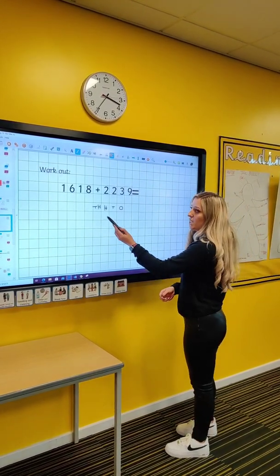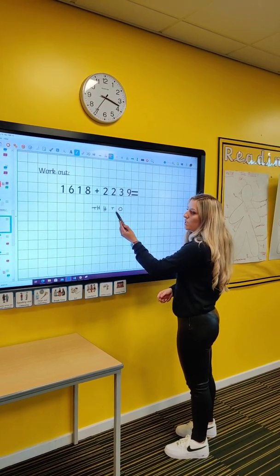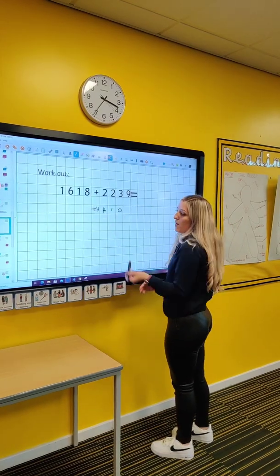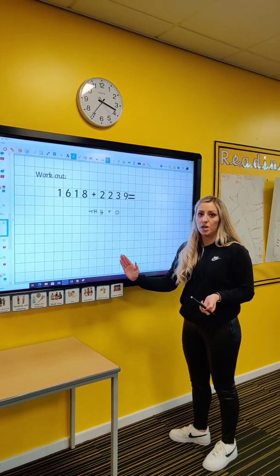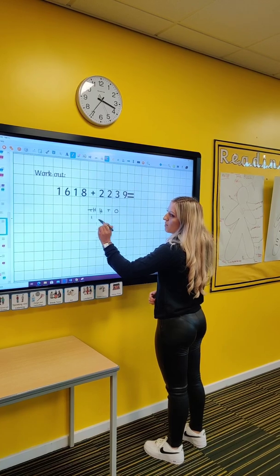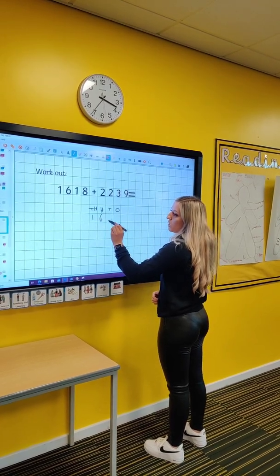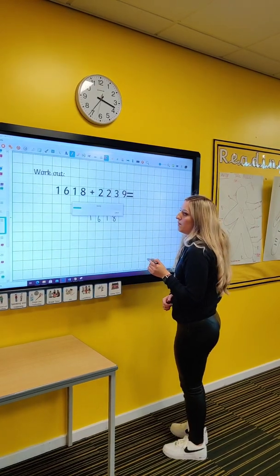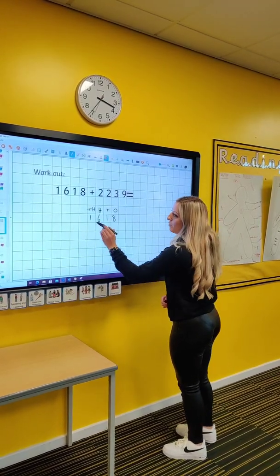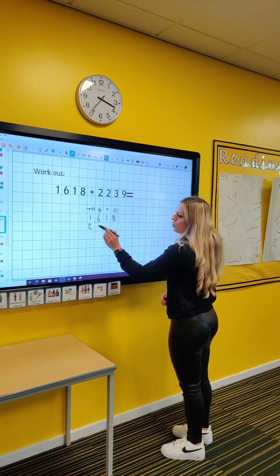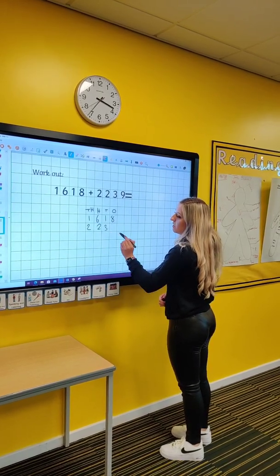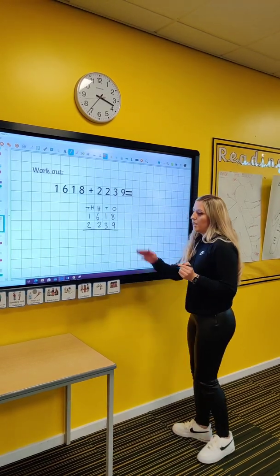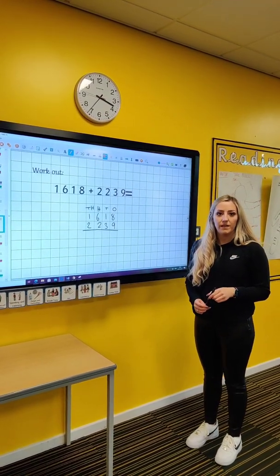So I've started writing my thousands, hundreds, tens and ones columns. Then I'm going to make sure that my numbers are in line the whole time. So I can see I've got 1,600, 10 and 8 ones. Then I look at my next number and I've got 2,000s, 200s, 3 tens and 9 ones. And then I draw a line and I'm ready to start adding those numbers together.